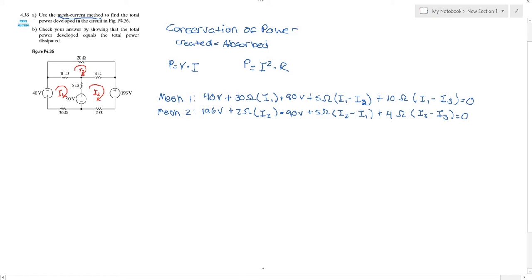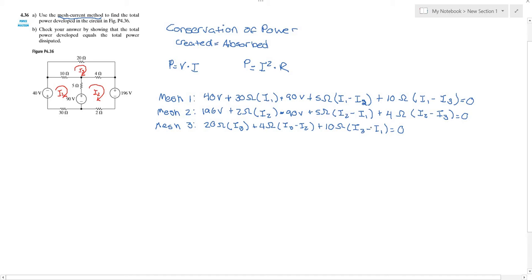So now let's do mesh 3. Alright, so for mesh 3, I'm going to be looking at this top one right here, right? So I'm going to start with my 20 ohm, where this one's just times I3, right? And I'm going to go to my 4 ohm, which is going to be I3 minus I2, plus my 10 ohm, which is going to be I3 minus I1. It's equal to 0.